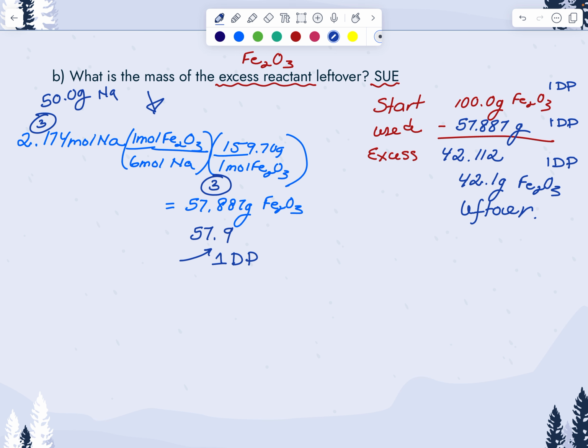And if you are doing this and you get a negative number, so if this number right here came out to be greater than 100, you can't have a negative amount left over. That would be a really big clue that you've done something wrong. So you would go back and sort of trace your steps. Did you choose the right limiting reactant? Are your molar masses correct? Those would be the things that you would try to figure out if you get to this point and it's not a positive number here.